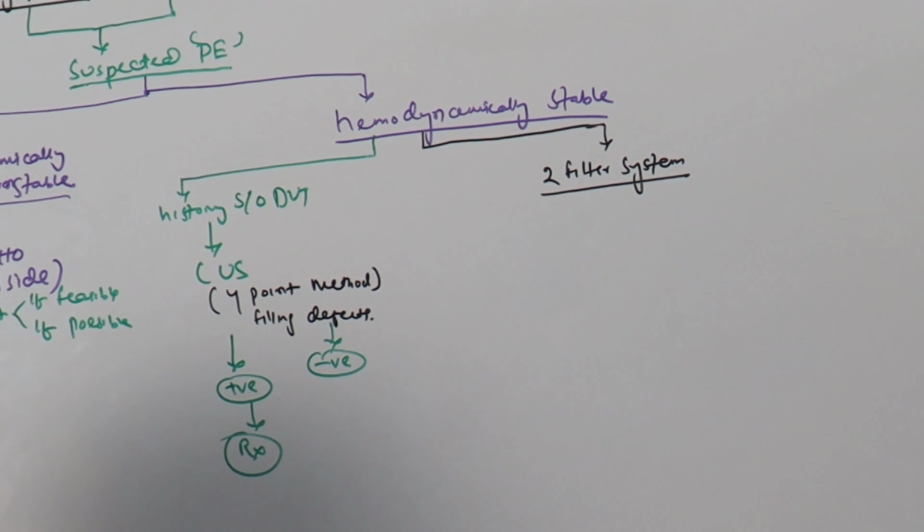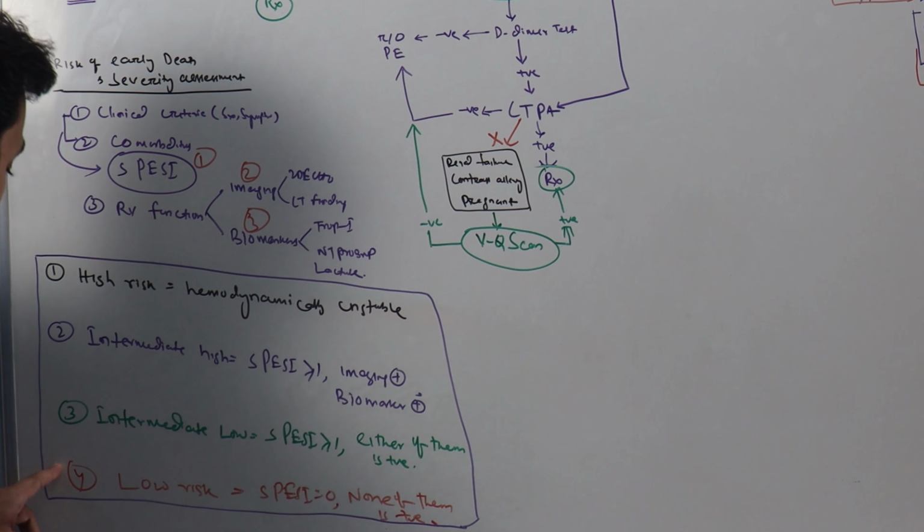So by using these three criteria, we can divide the patients into four groups. The first group will be the high risk group. Those patients who are hemodynamically unstable at presentation are the patients with high risk. Most of them are going to die in the hospital. Then we can divide the other patients into the intermediate-high group. They are the patients who have a simplified PESI of more than 1 and have both imaging and biomarkers positive. And then the intermediate-low group, those who have a simplified PESI of more than 1 and either of them is positive, either imaging is positive or biomarker is positive. Then we have the fourth group, that is low risk.